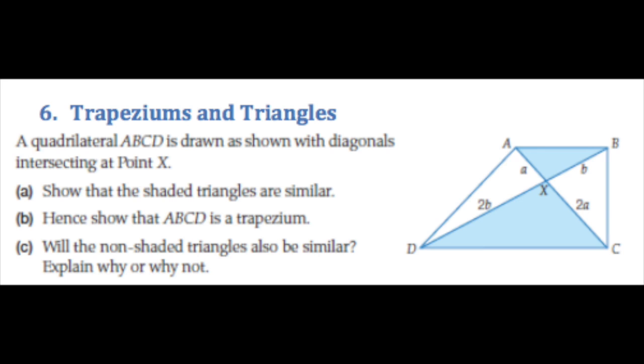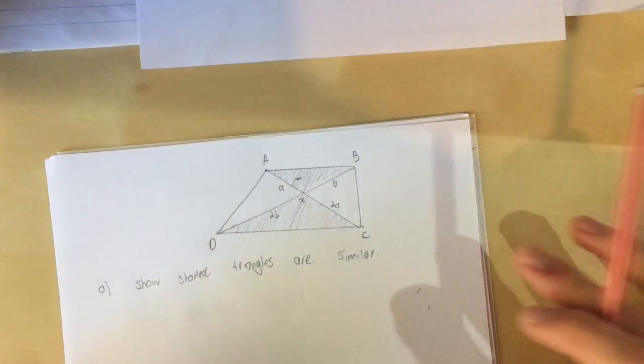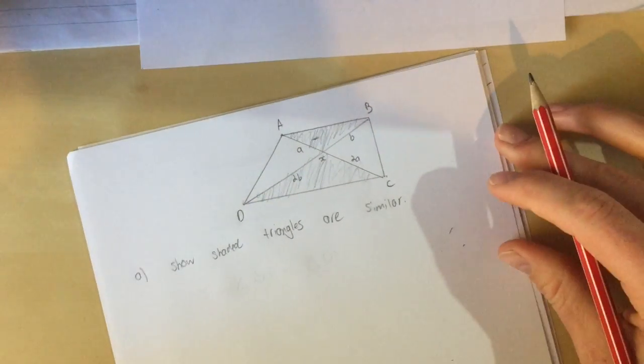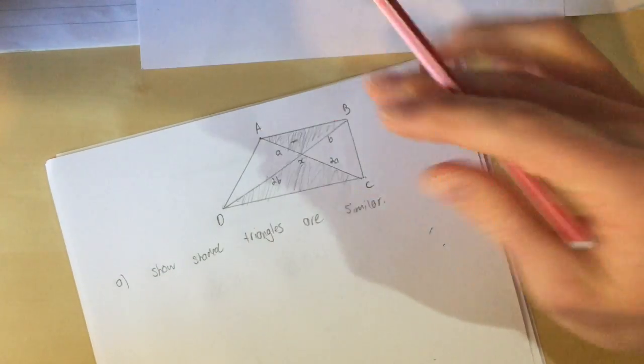Okay, so I've been given question 6, trapeziums and triangles. The question goes, a quadrilateral ABCD is drawn as shown with diagonals intersecting at point X. The first question is show that the shaded triangles are similar. So I've just written that here and I've drawn the diagram same as the one in the question.